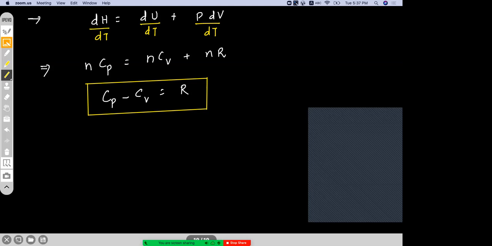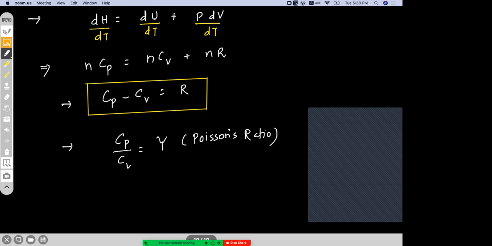Okay. For any number of moles, it is possible. That is one thing. Another formula: the ratio of Cp by Cv, we call it gamma. Gamma is Poisson's ratio. This is the formula. We'll use this later on.